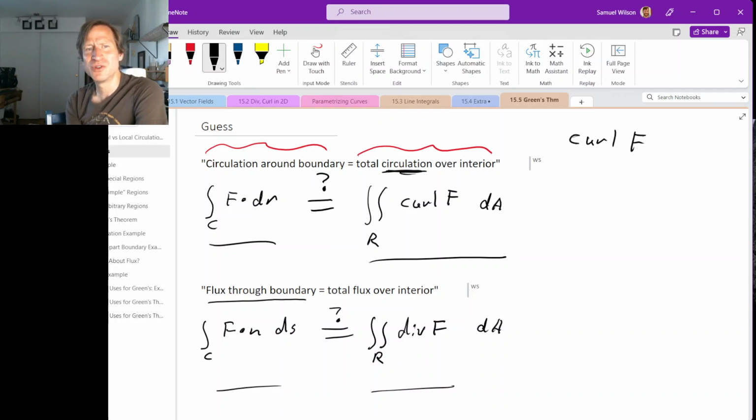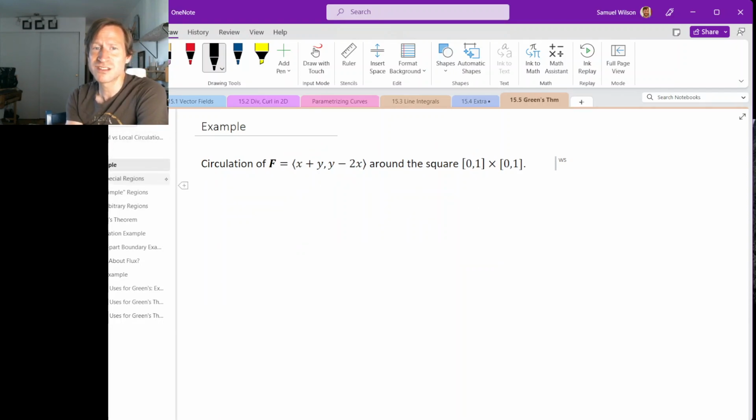One way to build up your willingness to try to prove something difficult is to check a particular example and see if it's true for the example. So before we dive into trying to prove these things, let's see if it's actually true for an example. Let's look at the circulation of this vector field, x plus y, comma y minus 2x, around this square. We'll measure this circulation in two ways: around the boundary, and over the interior, and we'll see if those things turn out to be equal.